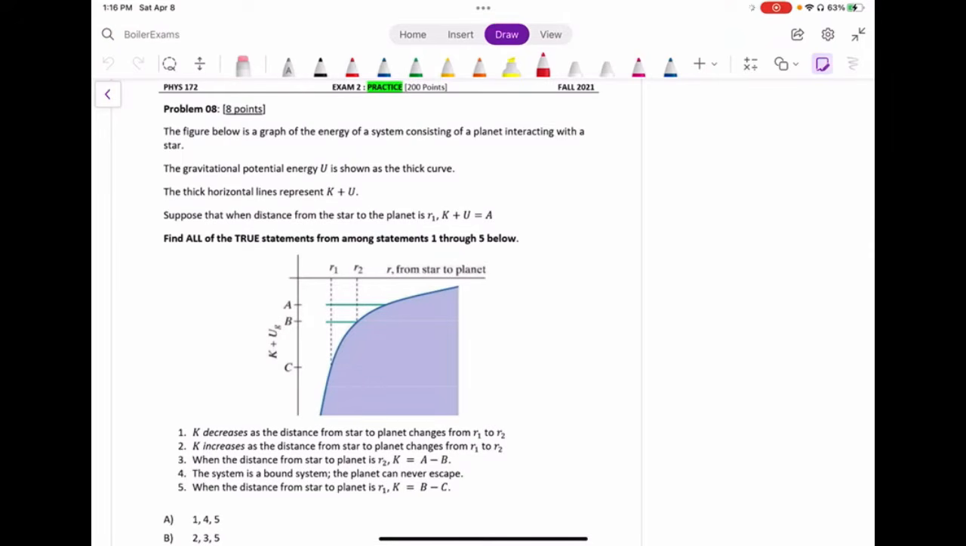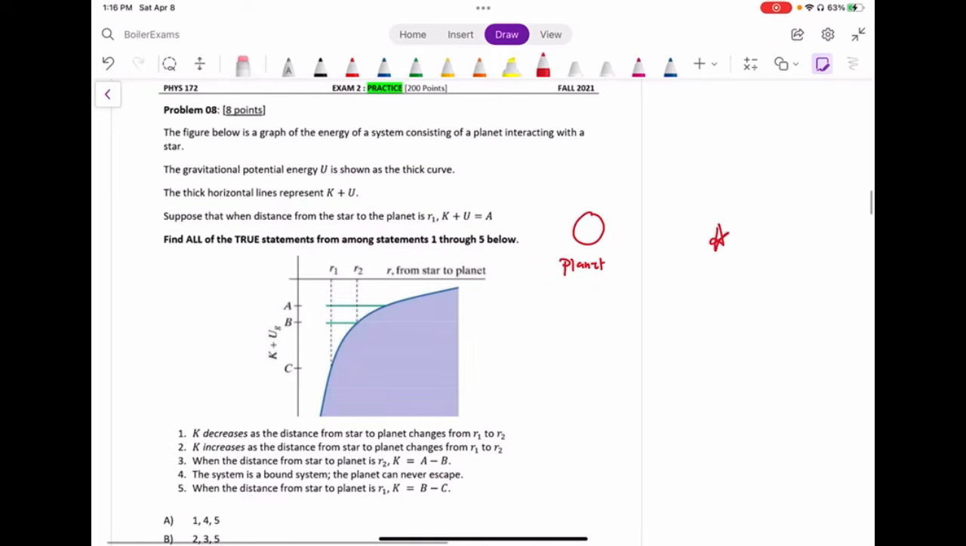All right. Problem 8. The figure below is a graph of the energy of a system consisting of a planet interacting with a star. So, planet, I'm not going to label it. That's a star. Okay, and they're interacting. They have kinetic and potential energy contributions. So our energy of the system is going to be U grav plus kinetic.